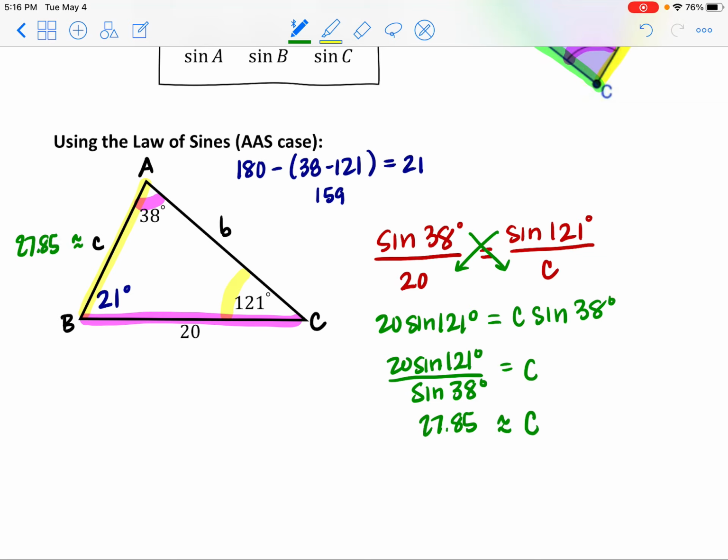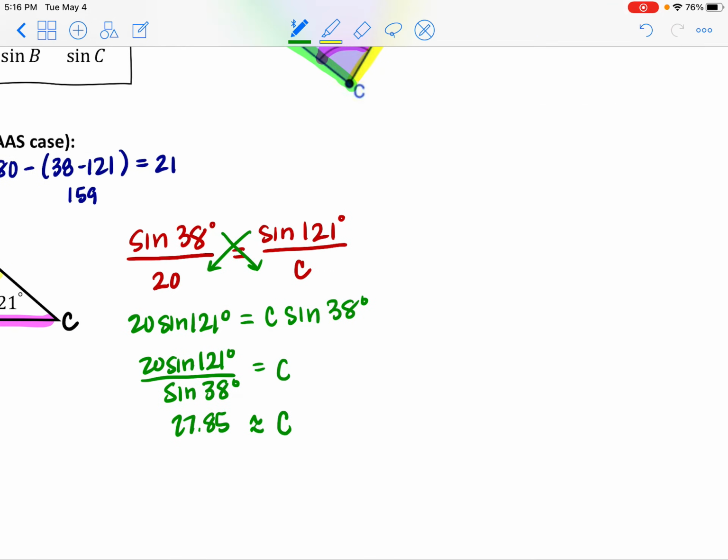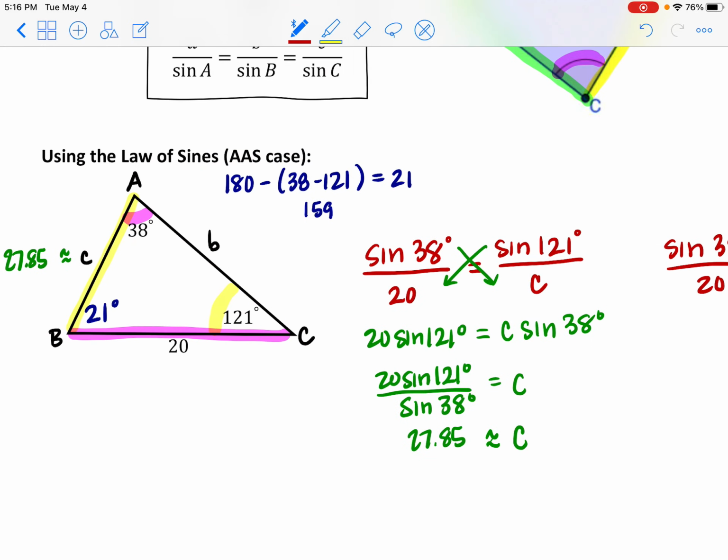Okay, so there was one. Now I only have one piece left. I know all three angles. I was given one of the sides. I found one of the sides. Now I'm going to find another. And again, I want to use a fraction that I know. And just in case I screwed up with C, I probably wouldn't use that. I would go back to the sine of 38 over 20, because that's one that was given to me. So sine of 38 over 20 is one of my ratios.